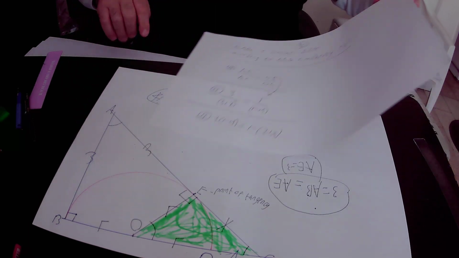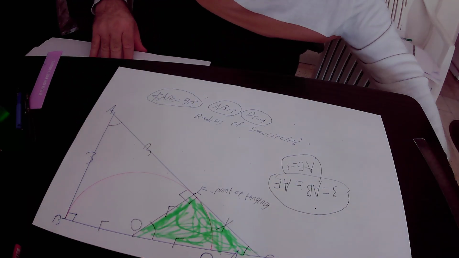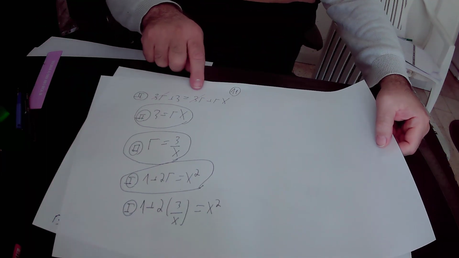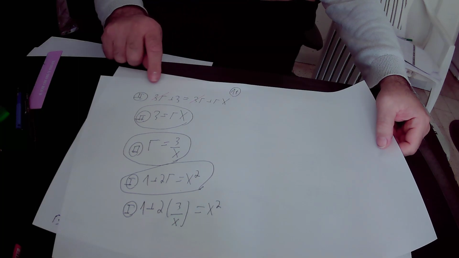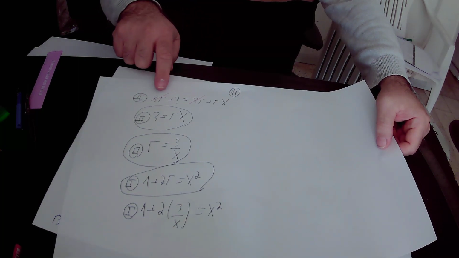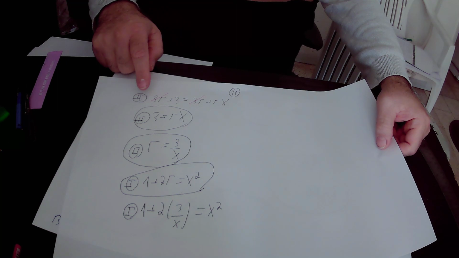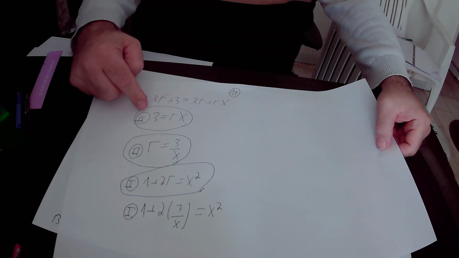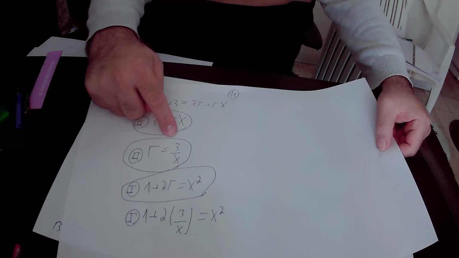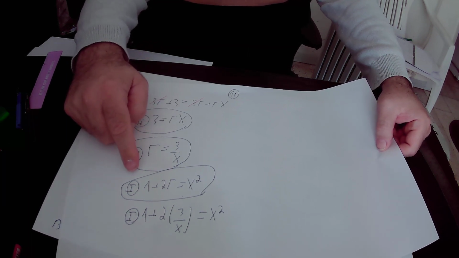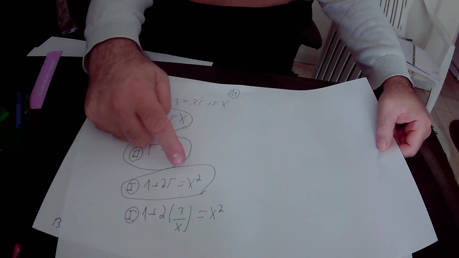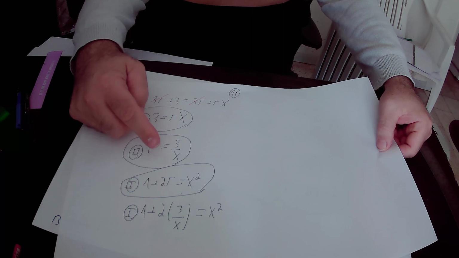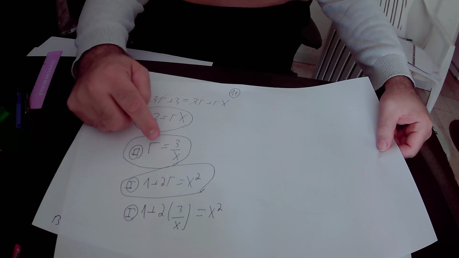We opened the brackets in equation number 2, and we got that 3R plus 3 equals 3R plus RX. We subtracted 3R from equation number 2, and we got that 3 equals RX. If 3 equals RX, then R equals 3 over X. We divided equation number 2 by X, and we got that R equals 3 over X. But we have already found out that 1 plus 2R equals X squared. So we can substitute R in equation number 1 by 3 over X, because according to equation number 2, R equals 3 over X.